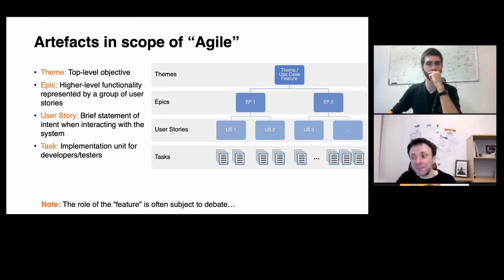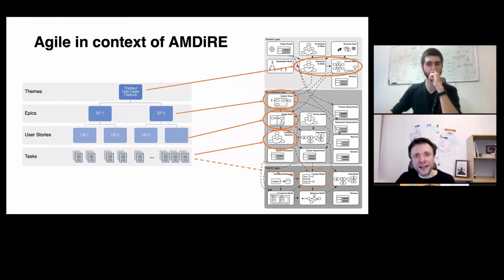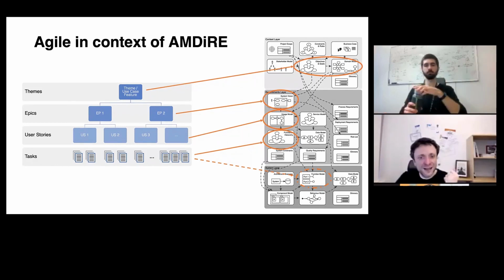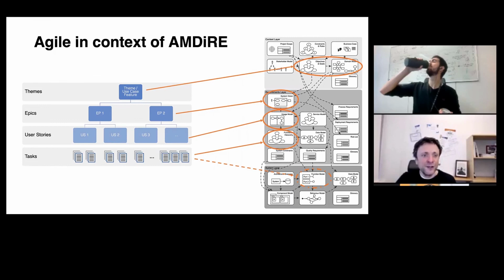Now, let's map this on AMDIRE, and again we have the very same top-down view ranging from the themes that correspond to our objectives and goals, high-level goals, usage goals in this case, epics that are an abstraction of multiple user stories, therefore the same or equivalent as our use cases, the user stories that capture the interaction scenarios between the end user and a software system. Therefore, they are part of our usage model.